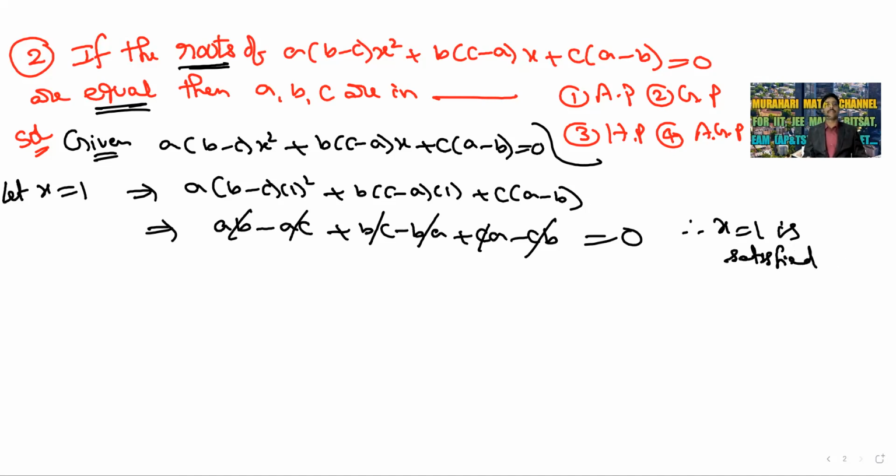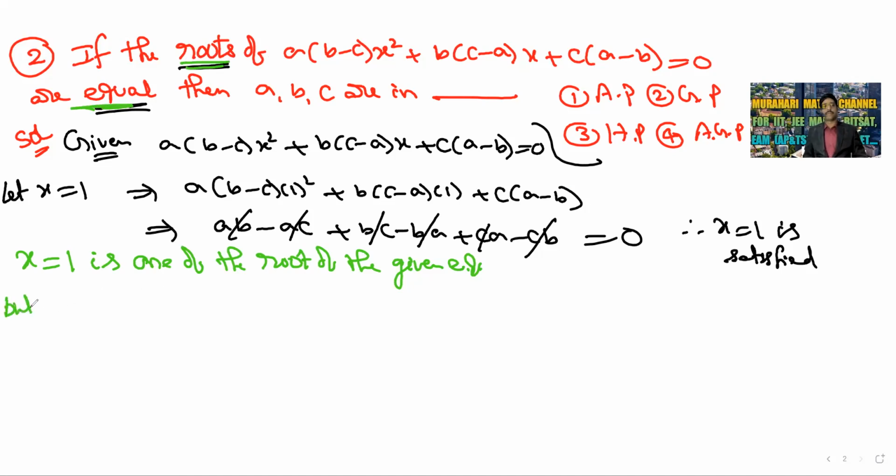Therefore, x is equal to 1 is one of the roots of the given equation. But in the statement, the given equation has equal roots. So one root is 1, second root is also 1.